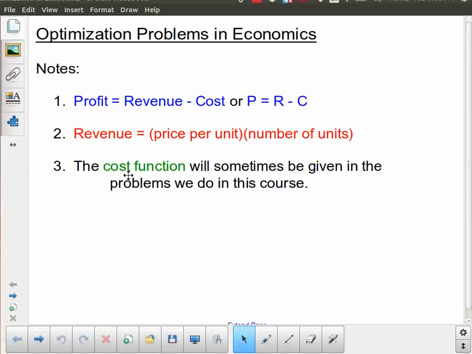And we can also complicate matters further by having a cost function. Sometimes the cost function will be based on just a formula, an algebraic model. Other times the cost of the units you create is also based on the number of units that you sell. So this can get more complicated depending on what you're dealing with.